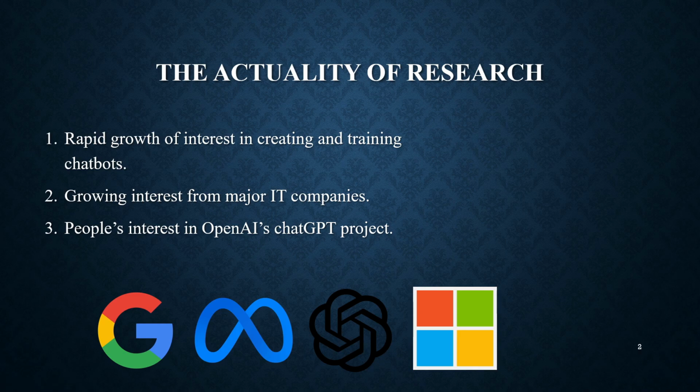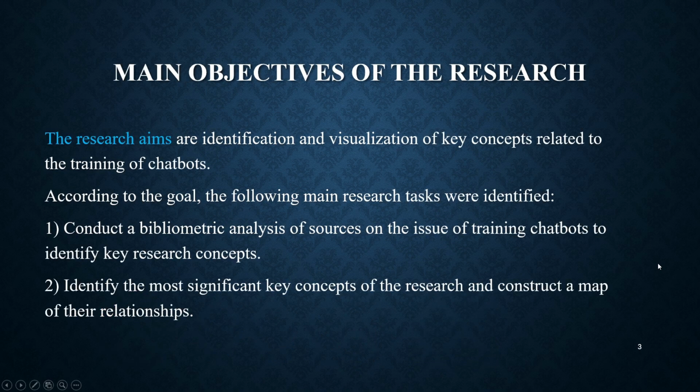The actuality of research. Why I consider this topic relevant is that recently there has been a rapid growth of interest and research in the field of chatbot creation and training. Leading IT companies like Google, Meta, OpenAI, Microsoft are actively working on chatbot development. In particular, the OpenAI ChatGPT project has received widespread attention. At the bottom of the slide, you can see the logos of these companies from left to right: Google, Meta, OpenAI, Microsoft. The research aims at the identification and visualization of key concepts related to the training of chatbots.